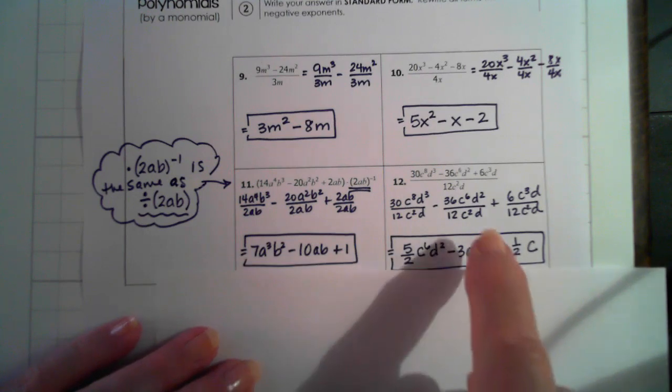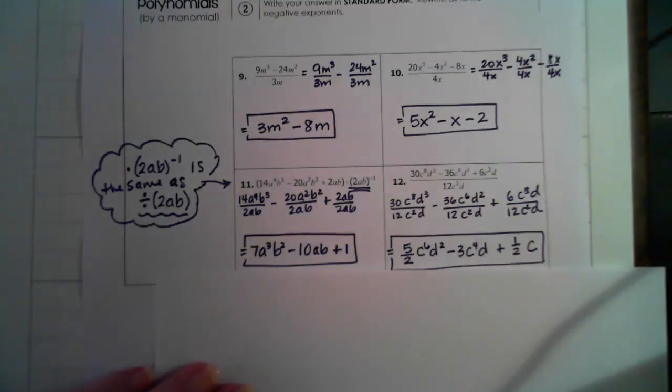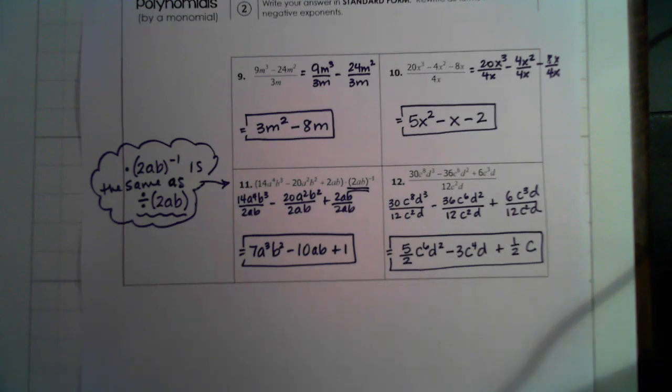the problem. And over here I did the same idea, each term with the divisor under each one of them and then simplified. So that is your review of polynomials and monomials, and you have homework of doing more of these types of problems.